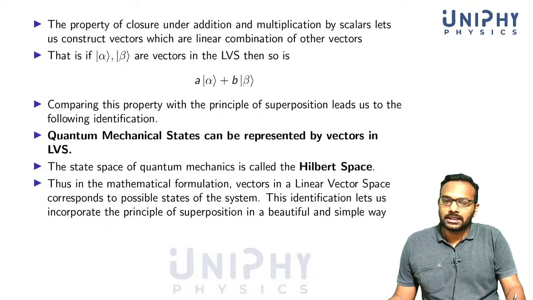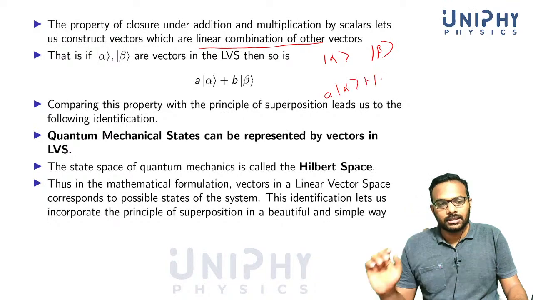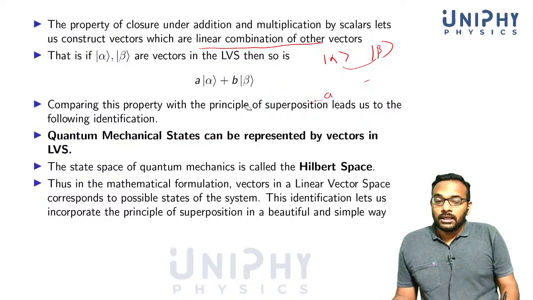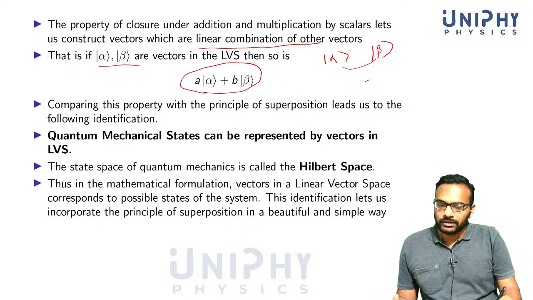Given the property of closure under addition and multiplication by scalars, let us construct vectors which are linear combinations of other vectors. So if you have two vectors, alpha and beta, you can construct a third vector by this rule, A alpha plus B beta is also a vector. So given two vectors, you can construct more vectors like this. This is known as superposition. So if alpha and beta are vectors in linear vector space, then so is this.